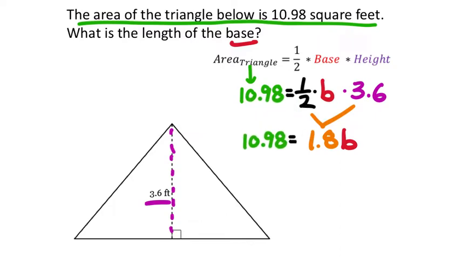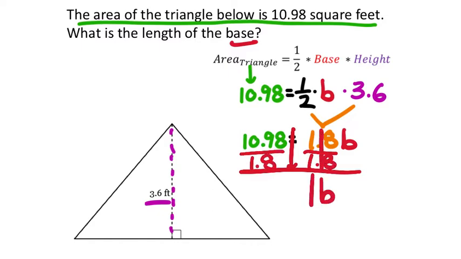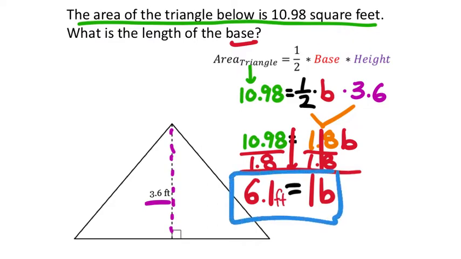So now with one principle of equality, I can solve this simply by dividing both sides by the coefficient 1.8. Right, because that creates 1B, which is what we want. That's going to equal, in my calculator, 10.98 divided by 1.8, enter, and it tells me that the base length is 6.1. Now this is the base length, which means it's just in feet. It's not in square feet for this one. That right there is the actual base.